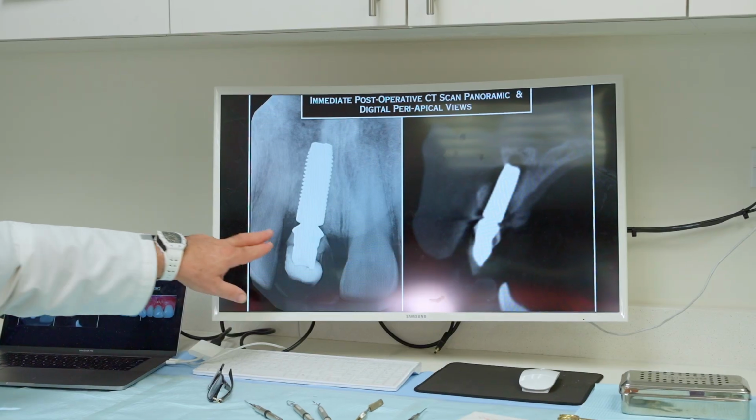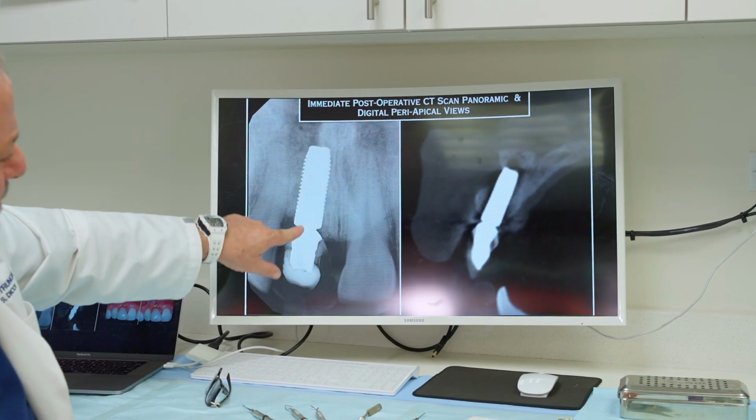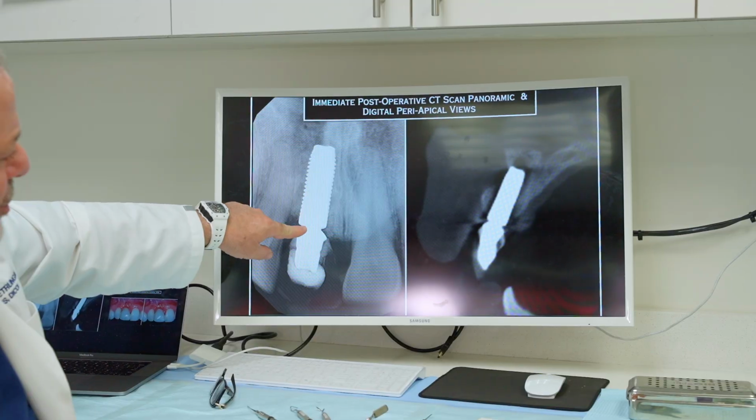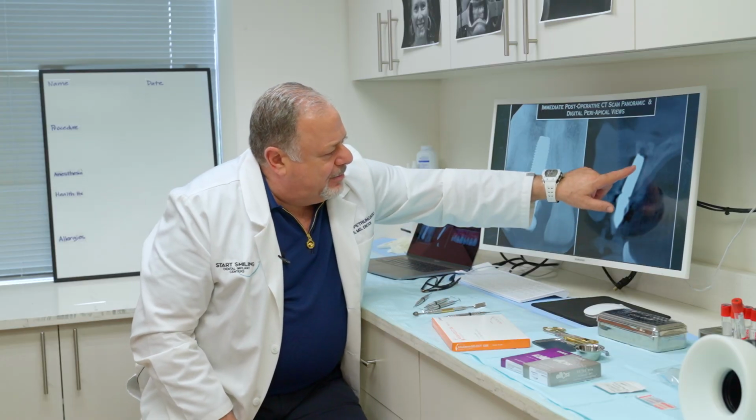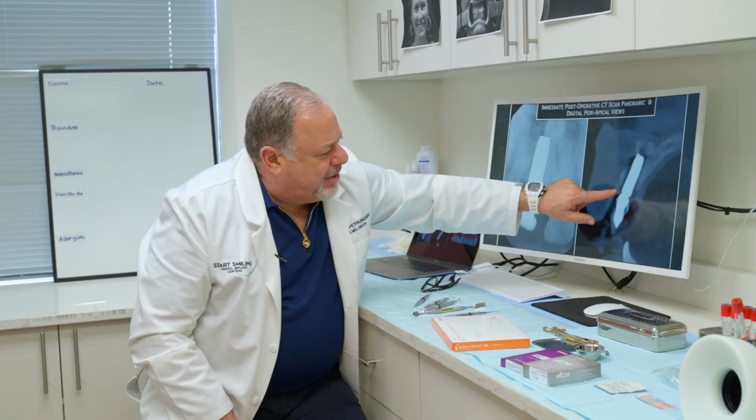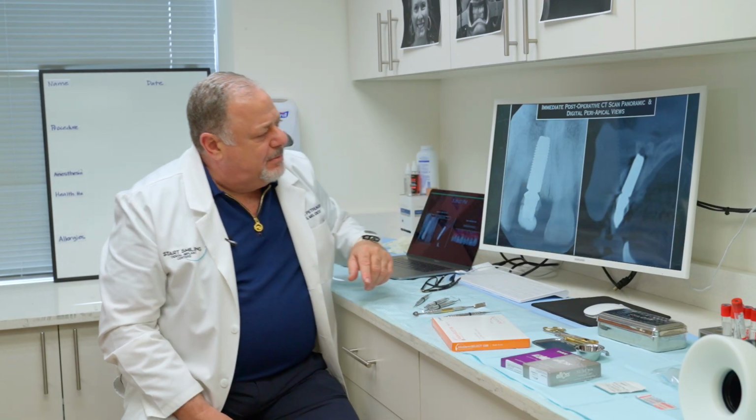So here is our case complete periapical after surgery. And here's our CT scan. You can see all the graft here. Usually you get this little zirconia that gives that little scatter, but there's our graft complex on the facial.